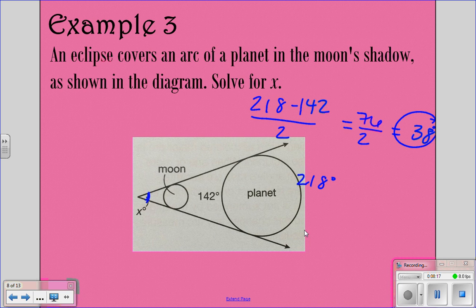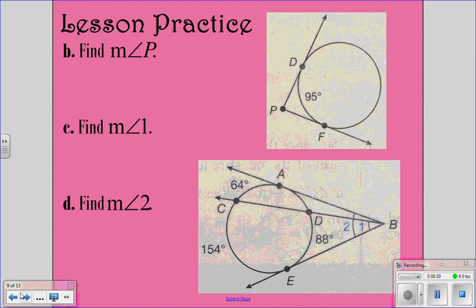Okay, so now let's look at the practice problems. So y'all pause the video and try these, and then unpause the video and I'll show you the correct answers.